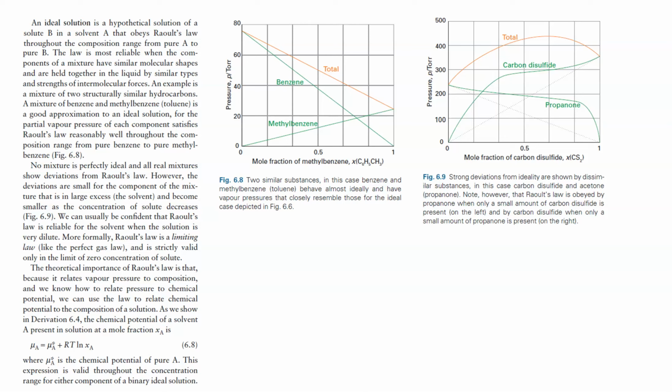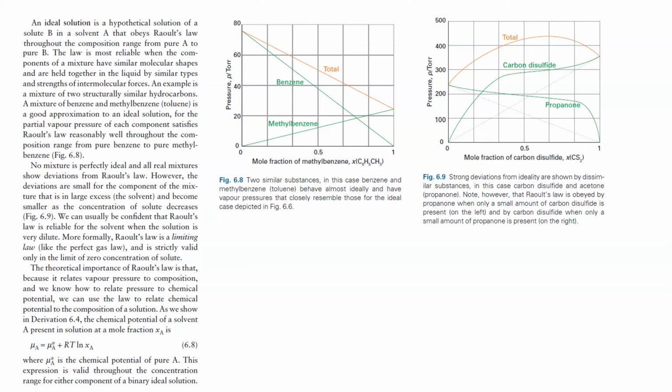On the y-axis, we see the pressure, and on the x-axis, we see the mole fraction of methylbenzene specifically, and we're looking at the trends of the partial contributing pressures of methylbenzene and benzene, and in orange, the total or sum of those two. So for two similar substances, in this case benzene and methylbenzene, they behave almost ideally and have vapor pressures that closely resemble those for the ideal case depicted, which we saw previously in 6.6.